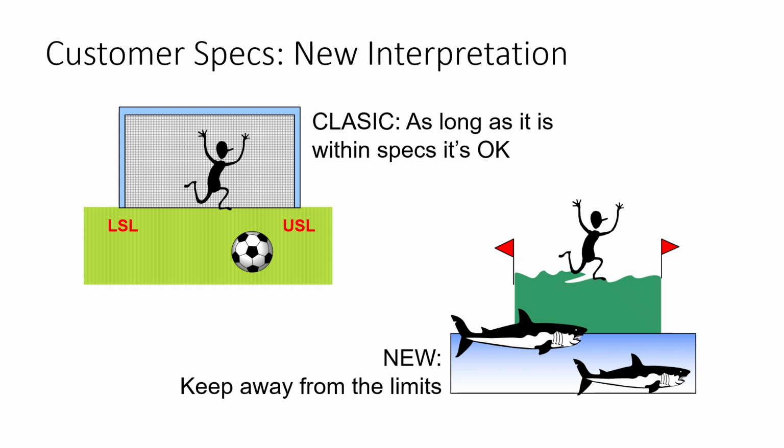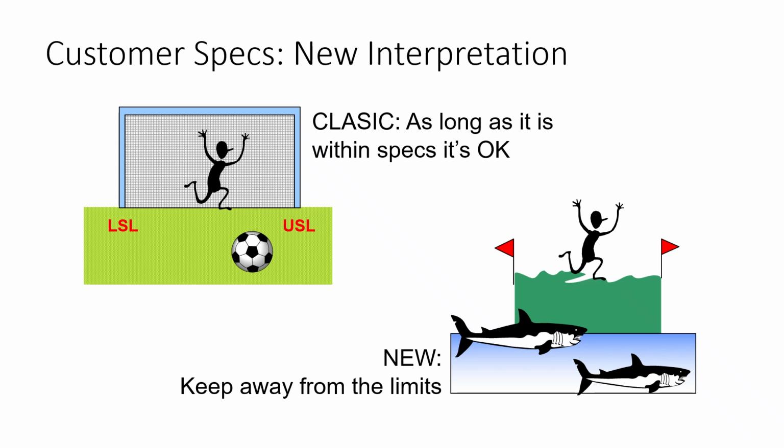The classical approach was like a football goal. If it goes within the limits, it counts as a goal. In the new approach, being within the limits is not enough. You must keep away from the limits to avoid falling over to the sharks. We must prove to our customer that our process is very unlikely to produce a single part outside the specs.